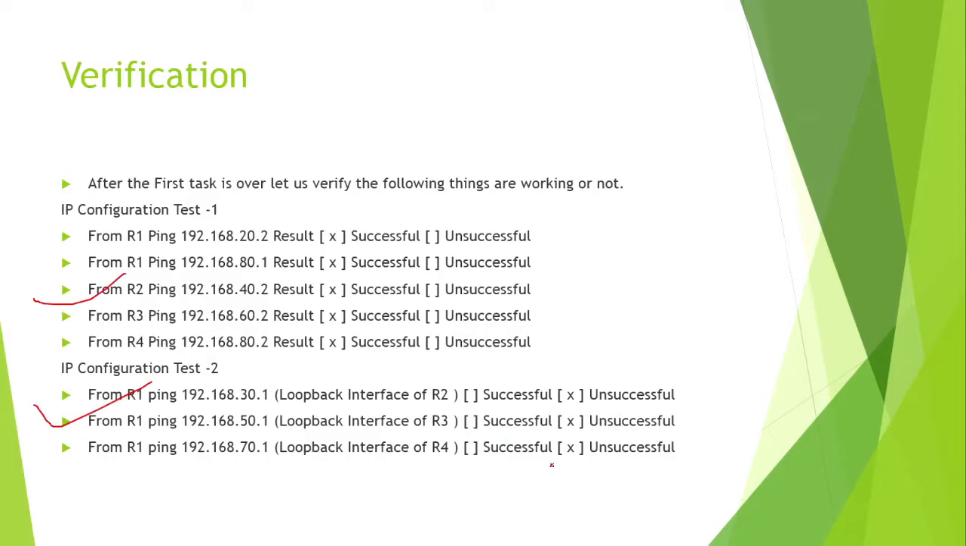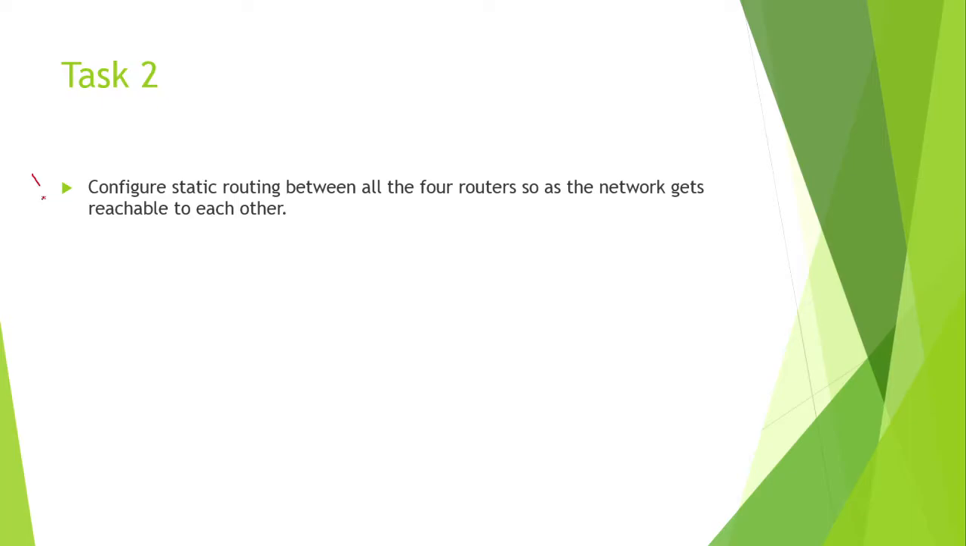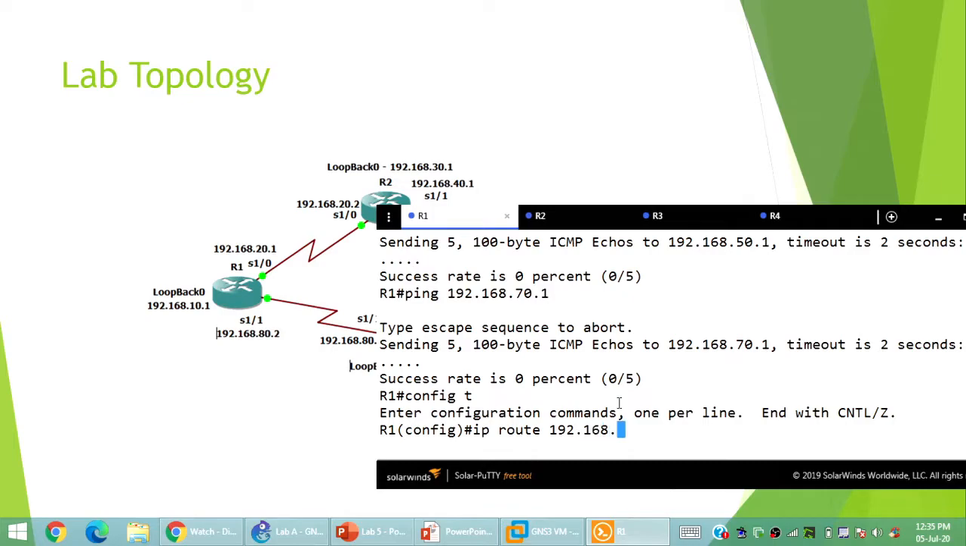Basically, these two tests are done, but certain tests are configured and certain are not. So let's start with task 2, that all four routers should have static routing and should be reachable to each other.